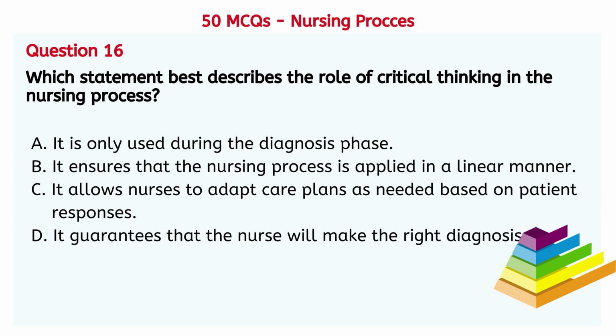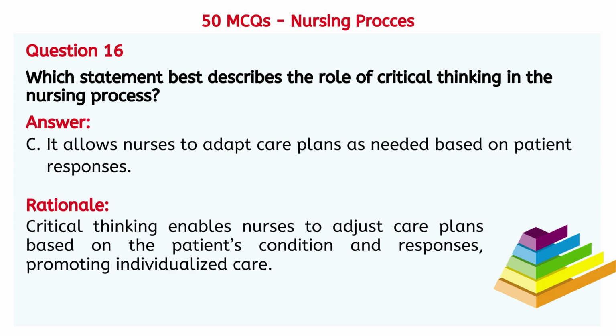Question 16. Which statement best describes the role of critical thinking in the nursing process? The options are: A. It is only used during the diagnosis phase. B. It ensures that the nursing process is applied in a linear manner. C. It allows nurses to adapt care plans as needed based on patient responses. D. It guarantees that the nurse will make the right diagnosis. The answer is C. Rationale: critical thinking enables nurses to adjust care plans based on the patient's condition and responses, promoting individualized care.